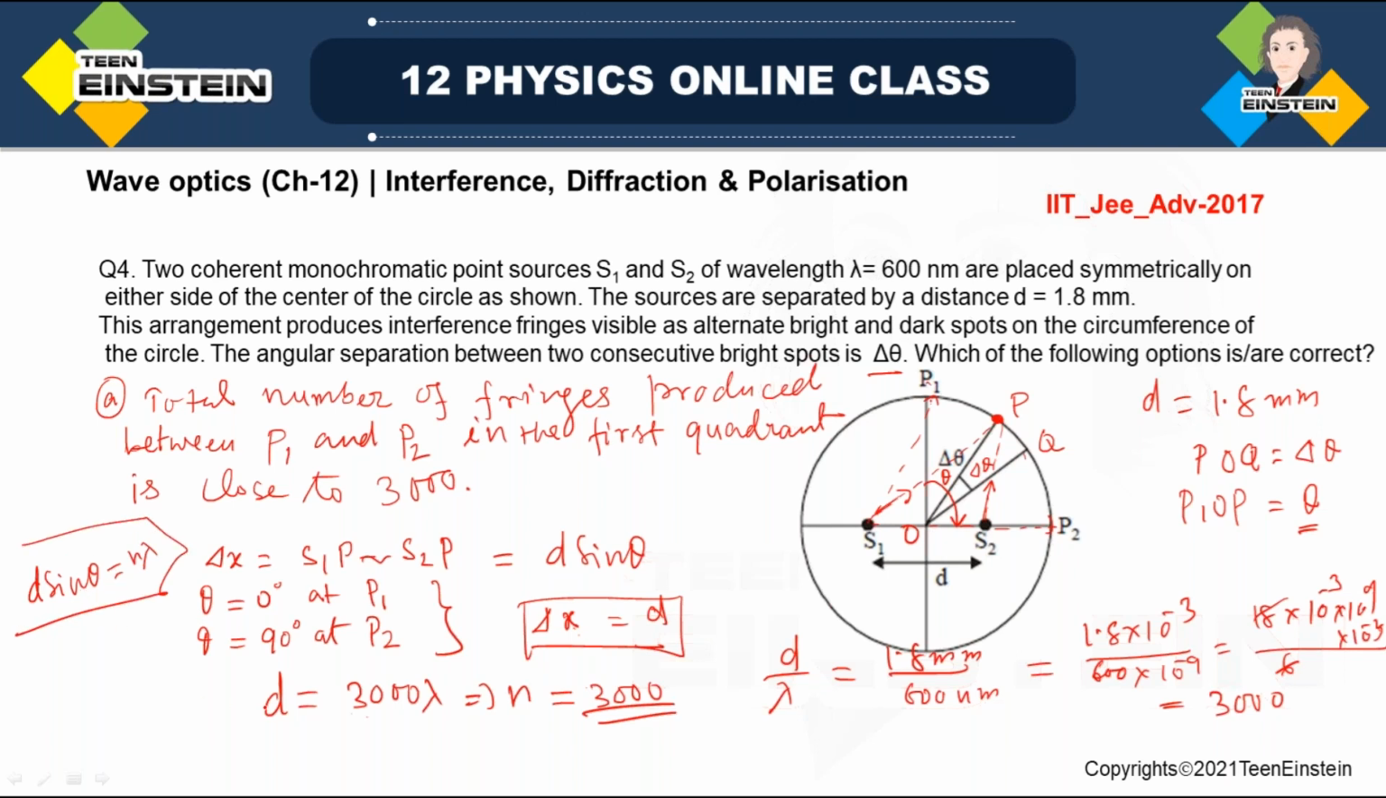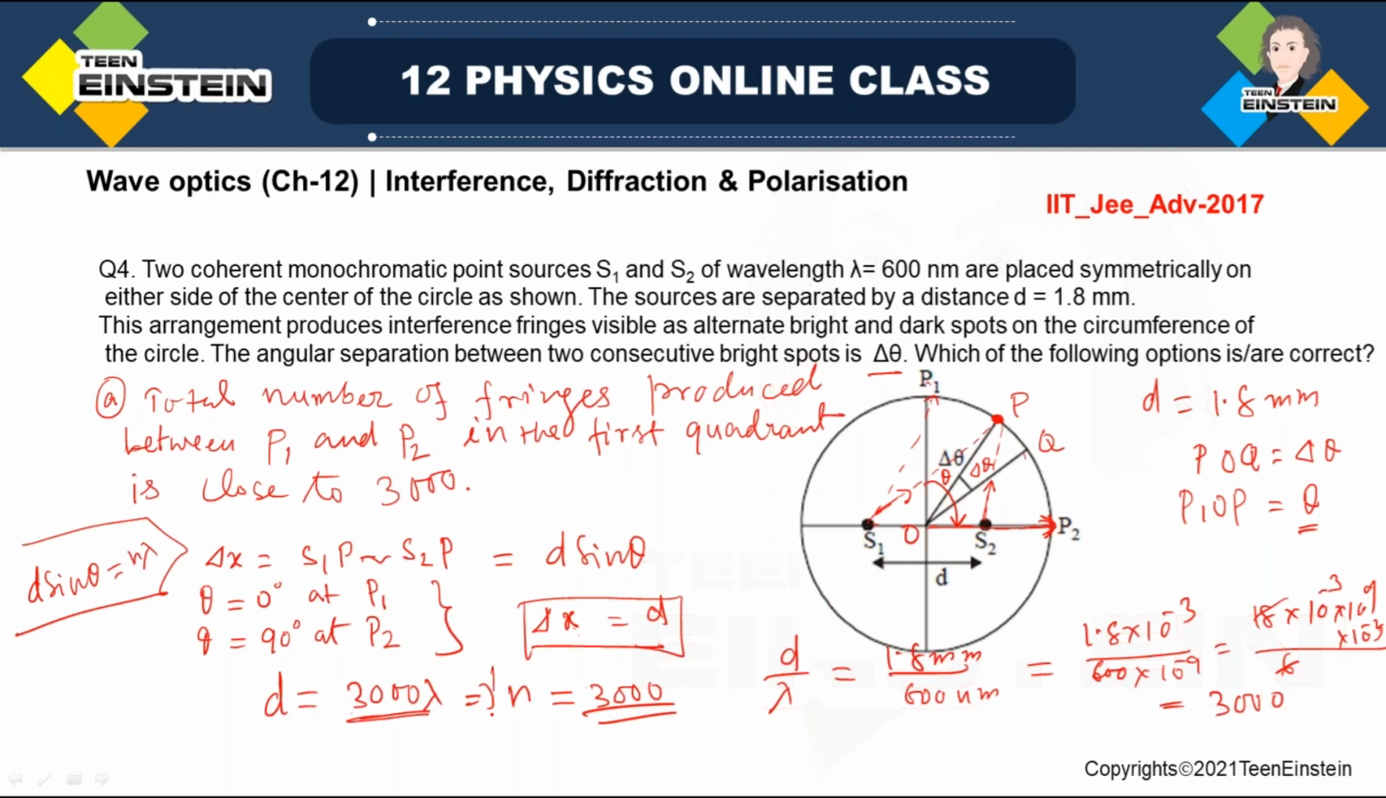Here this theta is 90 degrees at this particular point, so we take d is equal to n lambda. So d is nothing but the path difference between these two extreme points. So the total path difference gives the total order we will be able to get. The maximum order of the fringe will be obtained here at P2.